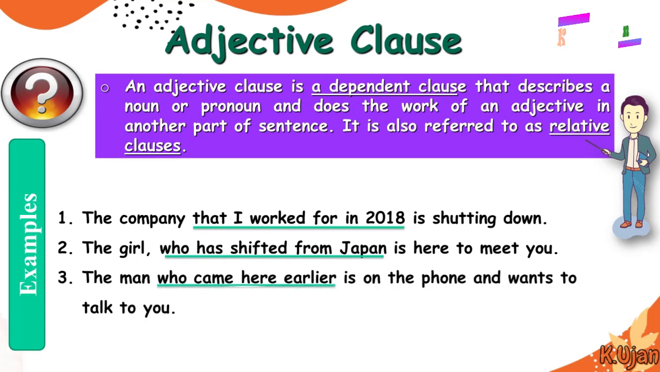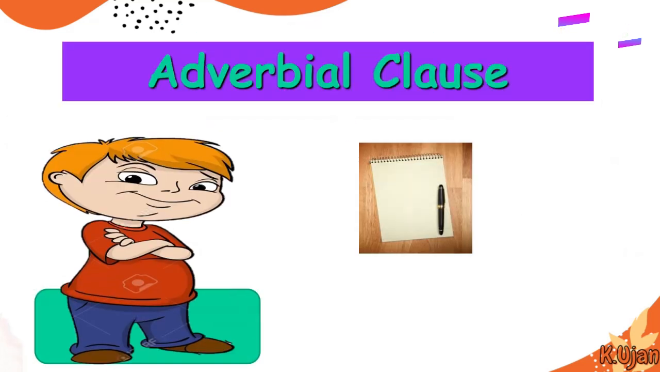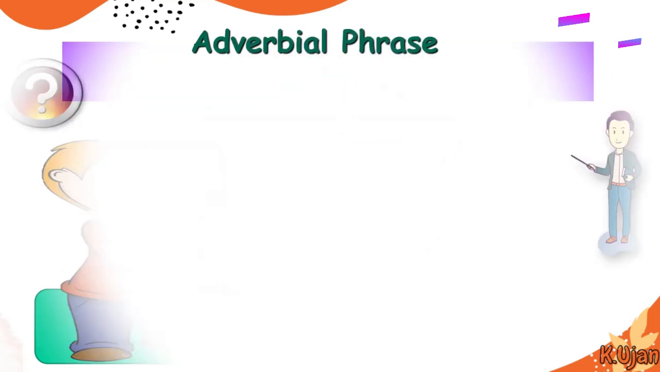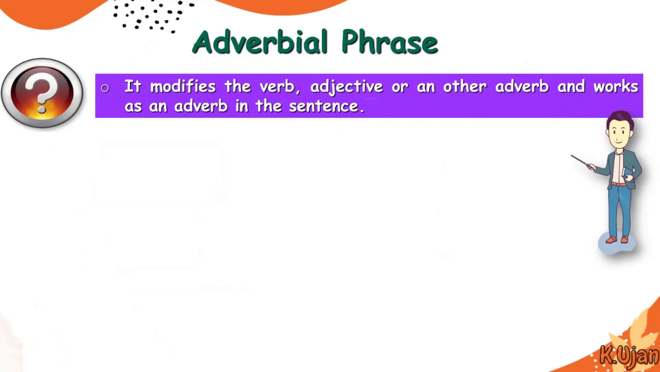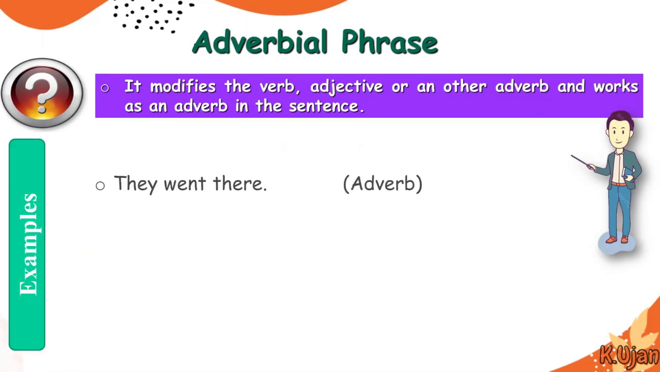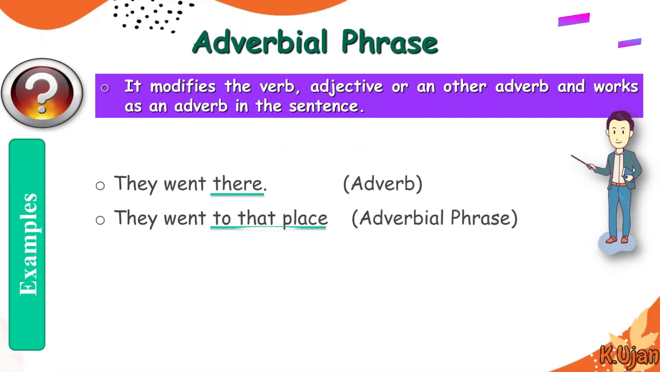Here are more examples for the students. Now, students, let's talk about adverbial clause. Before going to talk about adverbial clause, we must explain what an adverbial phrase is at first. It modifies the verb, adjective, or another adverb and works as an adverb in the sentence. For example, they went there, so there is an adverb. They went to that place. This is an adverbial phrase because it is used instead of the adverb, and it has a group of words.